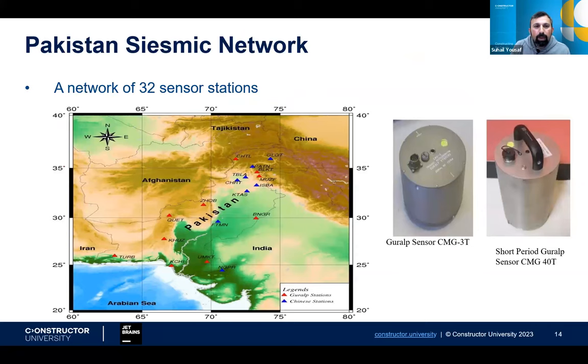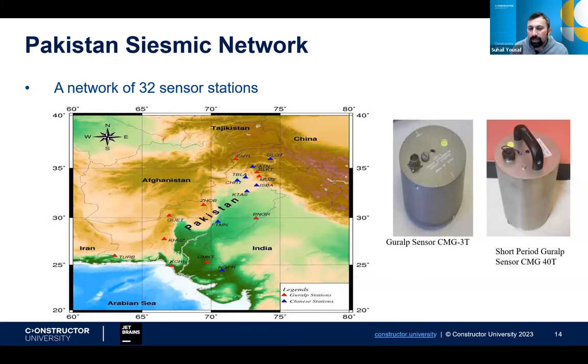So this is a map of the Pakistan Seismic Network. When we were conducting this project, there were around 32 sensor stations. Some of them were, of course, not functioning, but still they are planning to install more stations in order to make the network more robust and more useful.